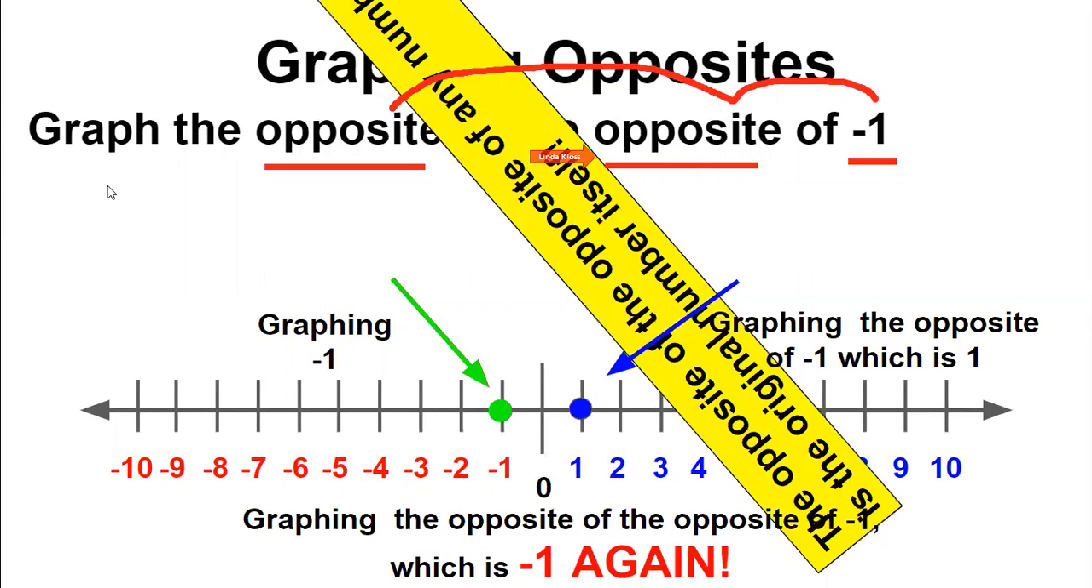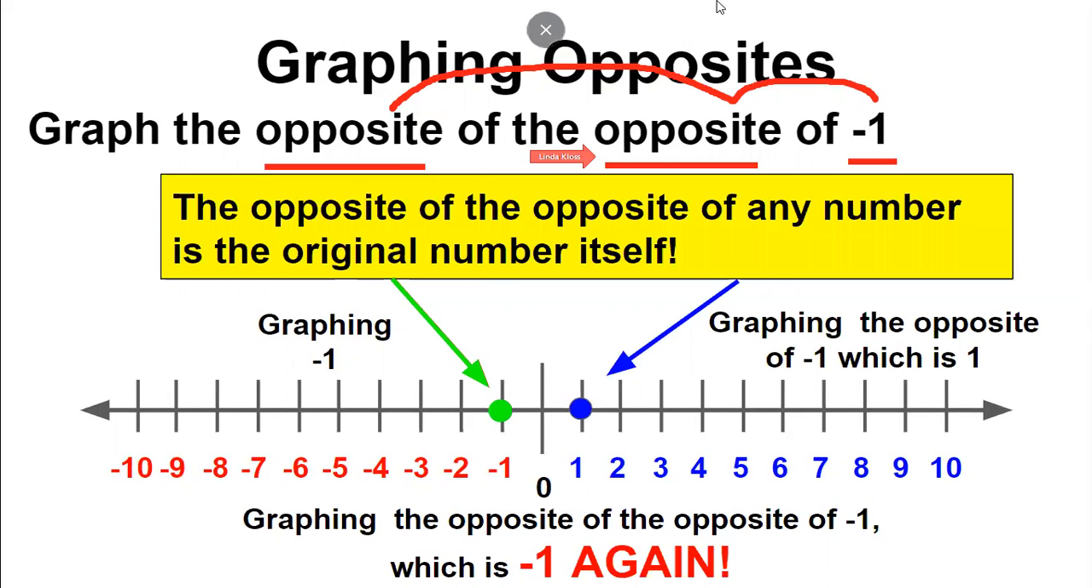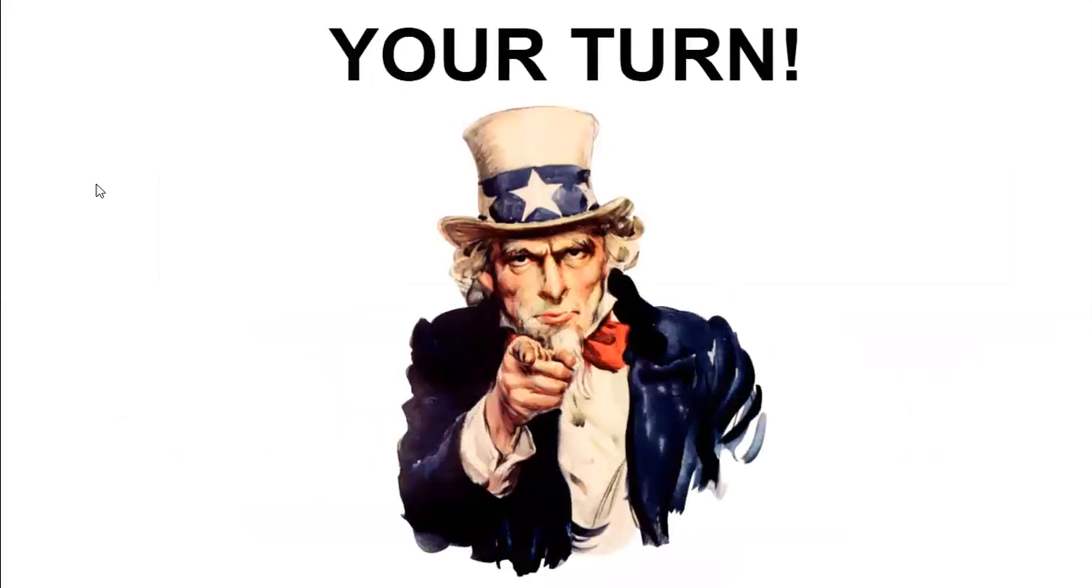So here's your rule. The opposite of the opposite of any number is the original number itself. So if I was to graph the opposite of the opposite of negative 8, I would end back up on negative 8. If I was to graph the opposite of the opposite of positive 7, I would end back up on 7. Now it's your turn to give this a try. I'll see you back in a minute.